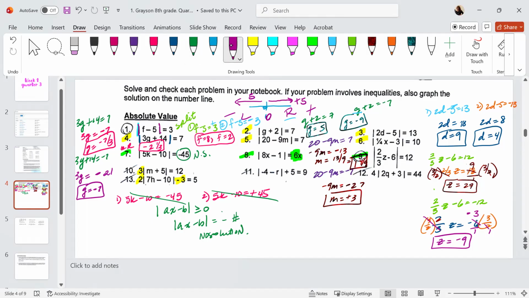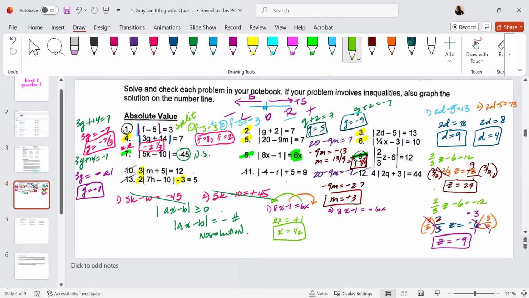Okay. All right. So for number 8, your first equation is 8x minus 1 equals 6x, correct? Second equation, 8x minus 1 equals negative 6x, right? So we're going to move this negative 1 over this way. We're going to move the positive 6x over as a negative 6x. 8x minus 6x is 2x, correct? Negative 1 moved over becomes a positive 1. Do you agree? Divide, x equals 1/2.